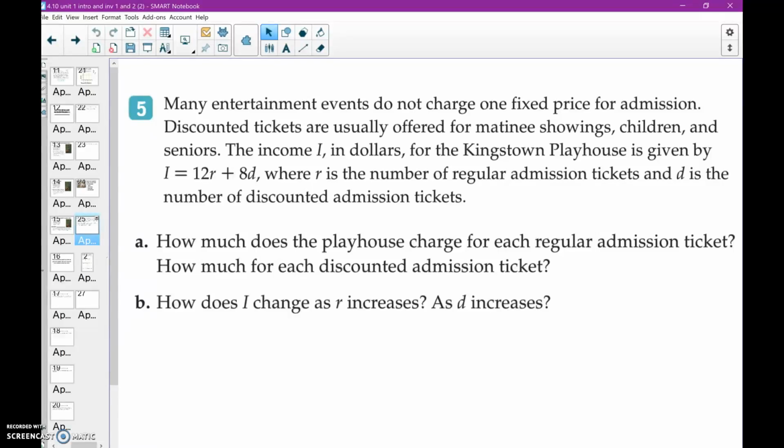Hello everyone. This is question number 5 that we're working on. It should be the first one on your worksheet for today. So a couple things to think about with this. First of all, you want to make sure you actually read through the whole story problem first.